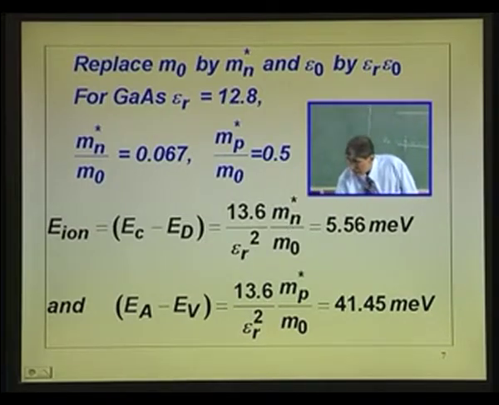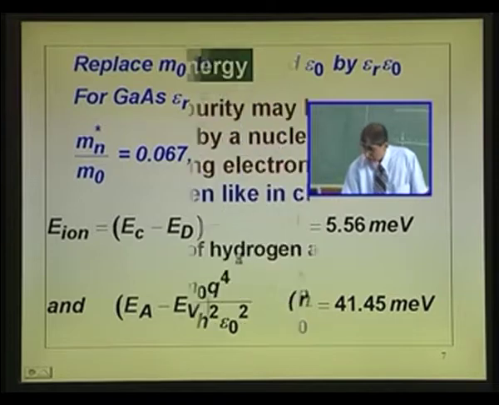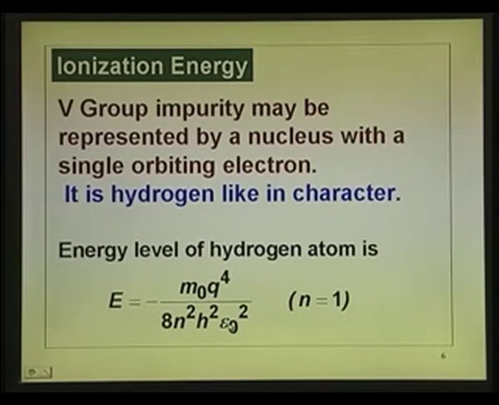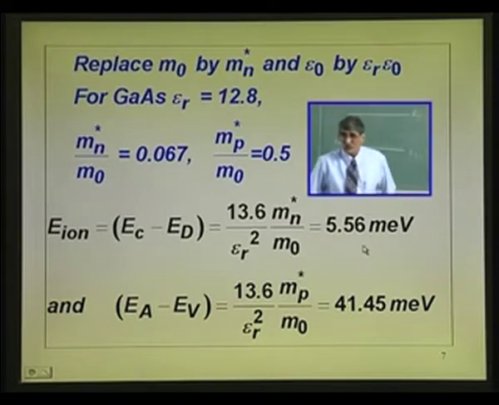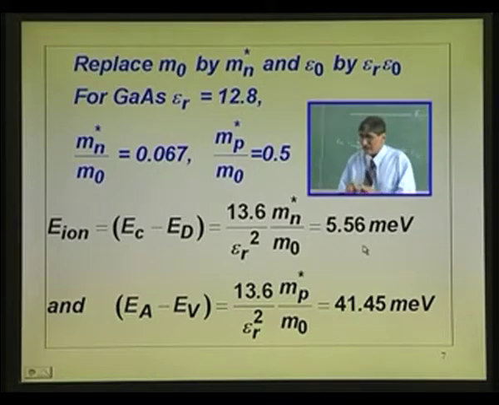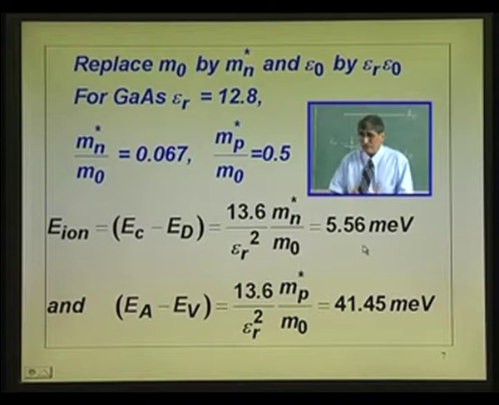That ratio, which is much smaller, divided by, in the place of epsilon 0 square, you have epsilon r also coming up. So, this number when you evaluate, it is 5.56 milli electron volts. So, the ionization energy turns out to be very small, because the effective mass of electrons is very small.